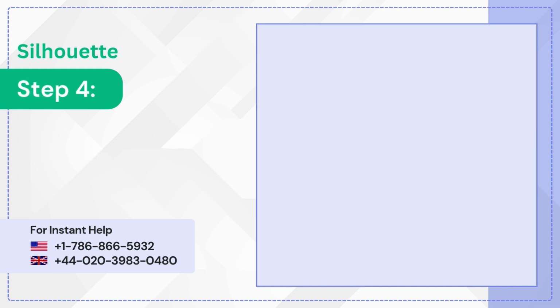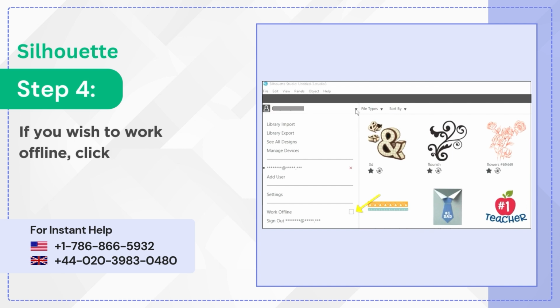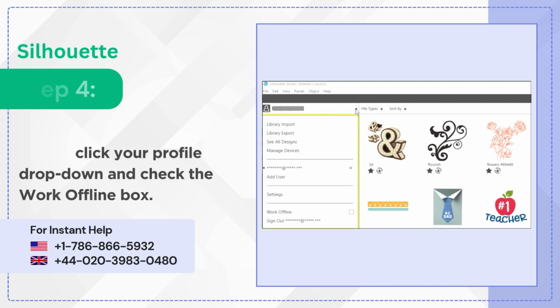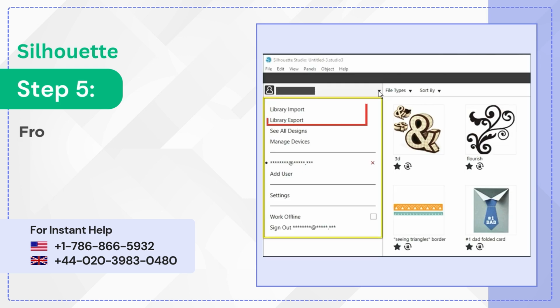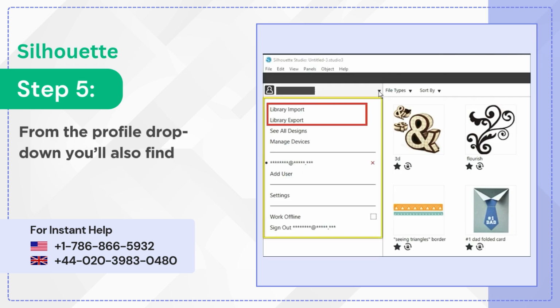Step 4. If you wish to work offline, click your profile drop-down and check the Work Offline box. Step 5. From the profile drop-down you'll also find some specialized functions such as import and export.